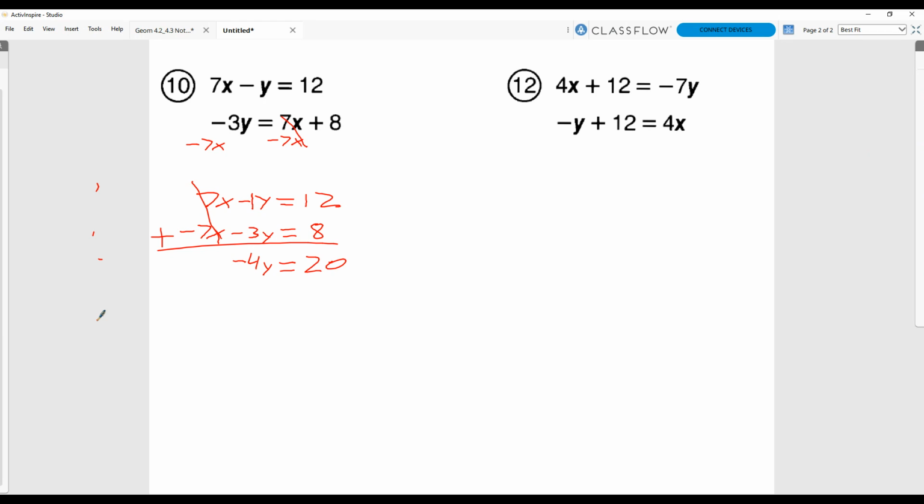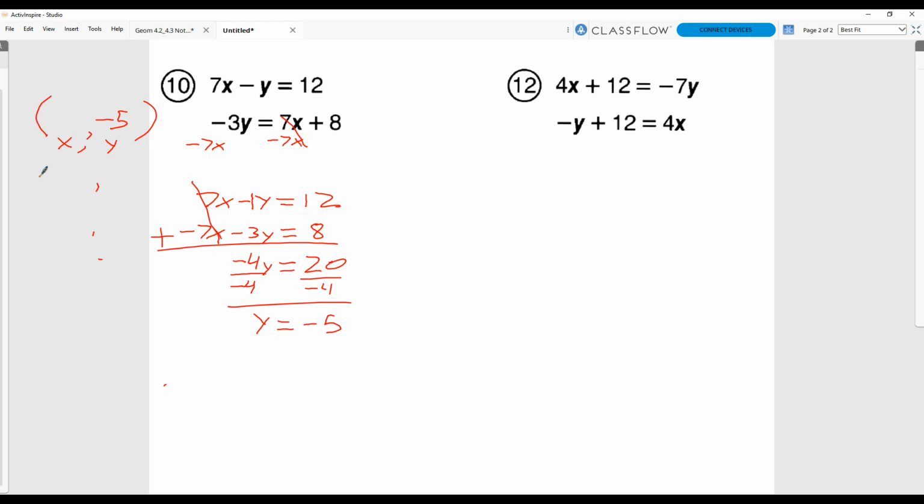Okay, just like that. All right, now we're just going to solve for y. So we got one step. We're going to divide by negative 4. Okay, and we're going to get y is equal to negative 5 for our y value. Okay, so we'll put that over here. We got x, we have y. We're trying to find both of them. So far, we have y, it's -5.